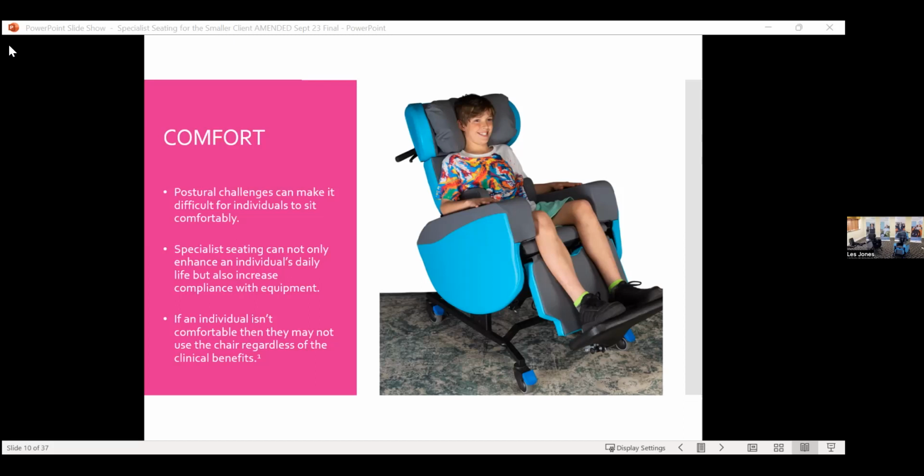Specialist seating plays a vital role in promoting comfort and a sense of security. Ultimately, our goal is to ensure user compliance with the equipment. If a user isn't comfortable, they simply won't use the equipment. And as I've said previously, all that time and effort spent with the assessment and the funding process and the general volume of work in providing a specialist bit of equipment can be wasted.